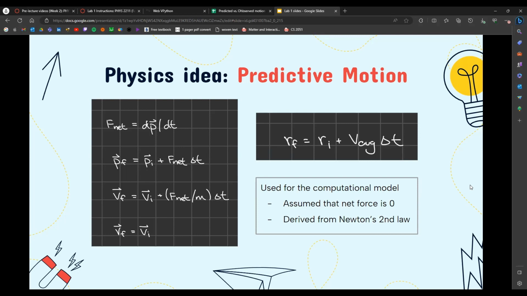This makes the position equation a lot easier, as predicting future position would just be r final equals r initial plus the initial velocity times the change in time.